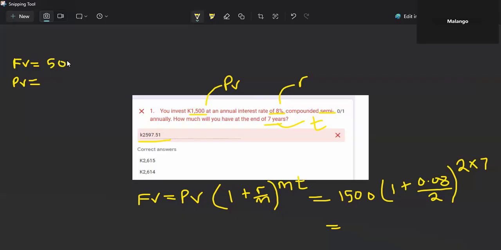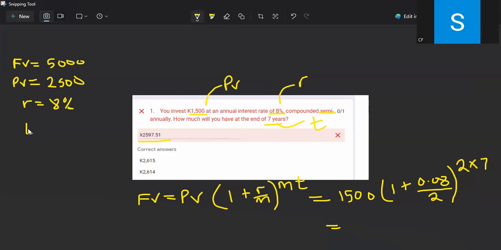So sometimes they ask you, suppose the future value is 5,000 and the present value is 2,500. The interest rate is 8%, compounded annually. How long will it take for this 2,500 to double? What are they looking for? How long? They're looking for time. So how long will the amount take to double at 8%, compounded annually? All right, so what is the formula?